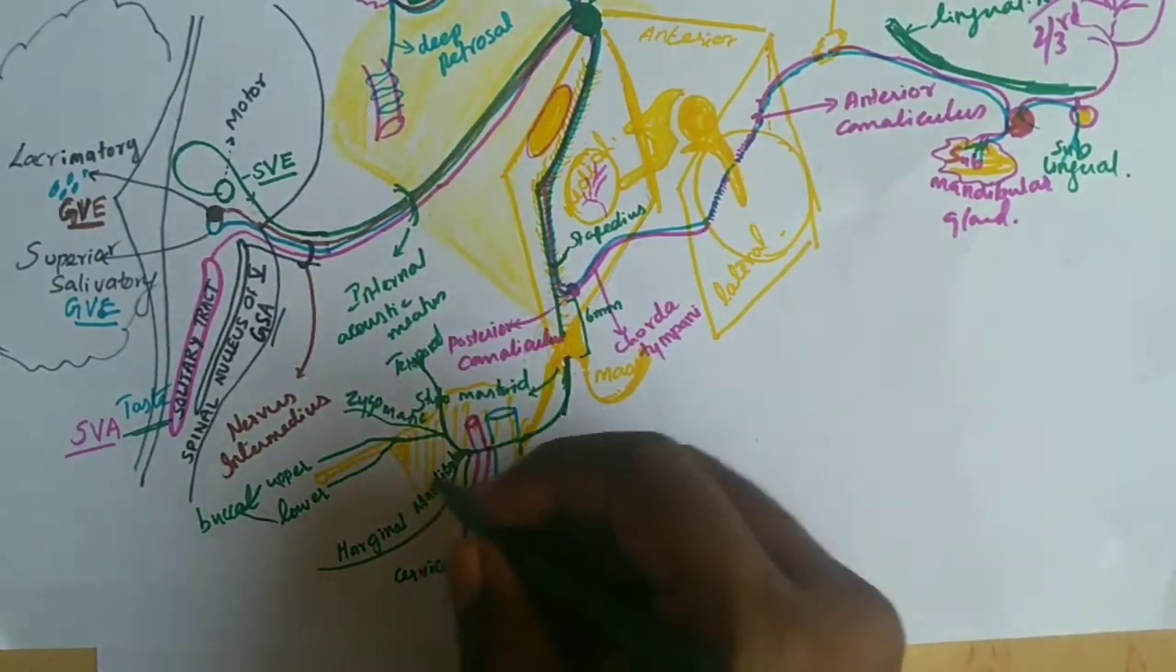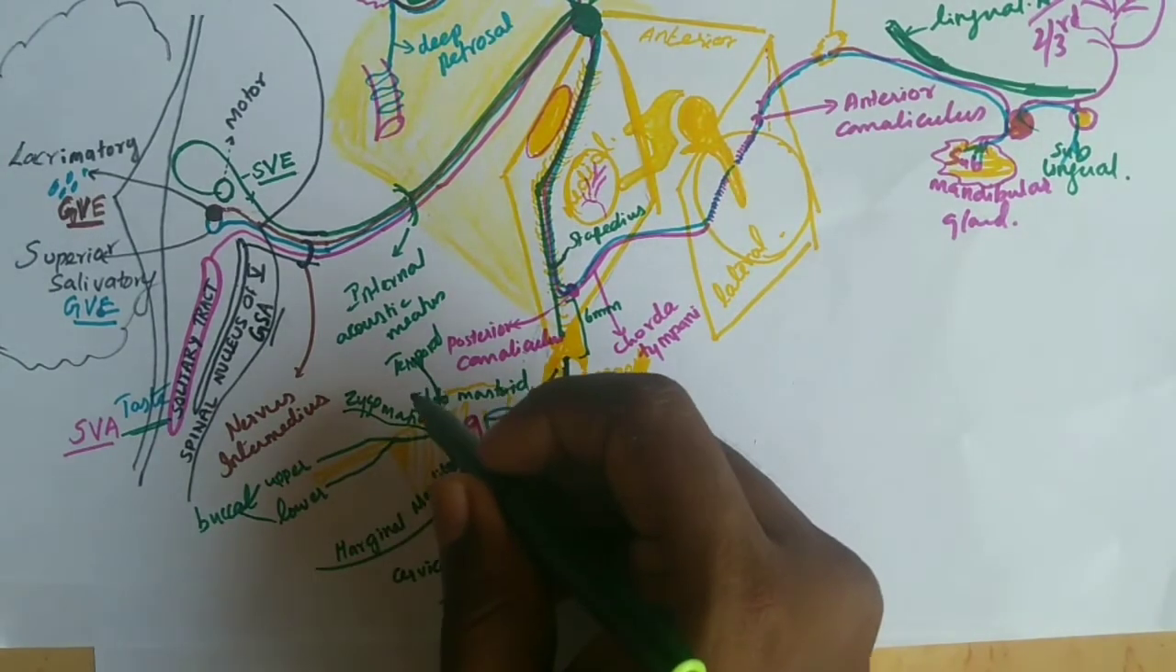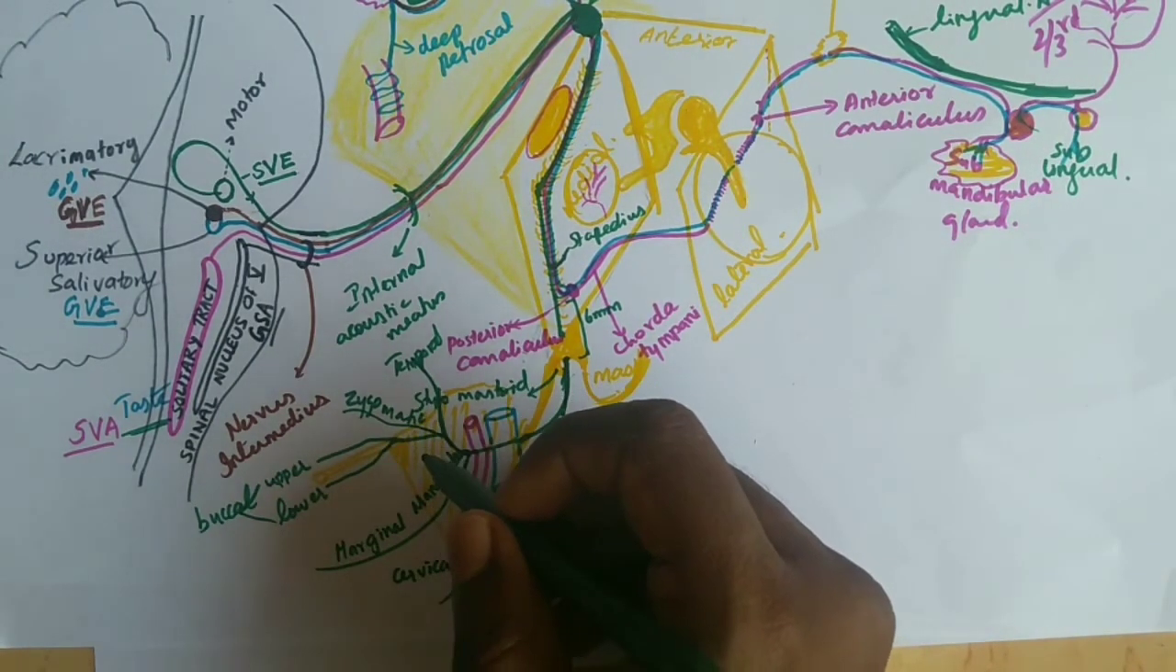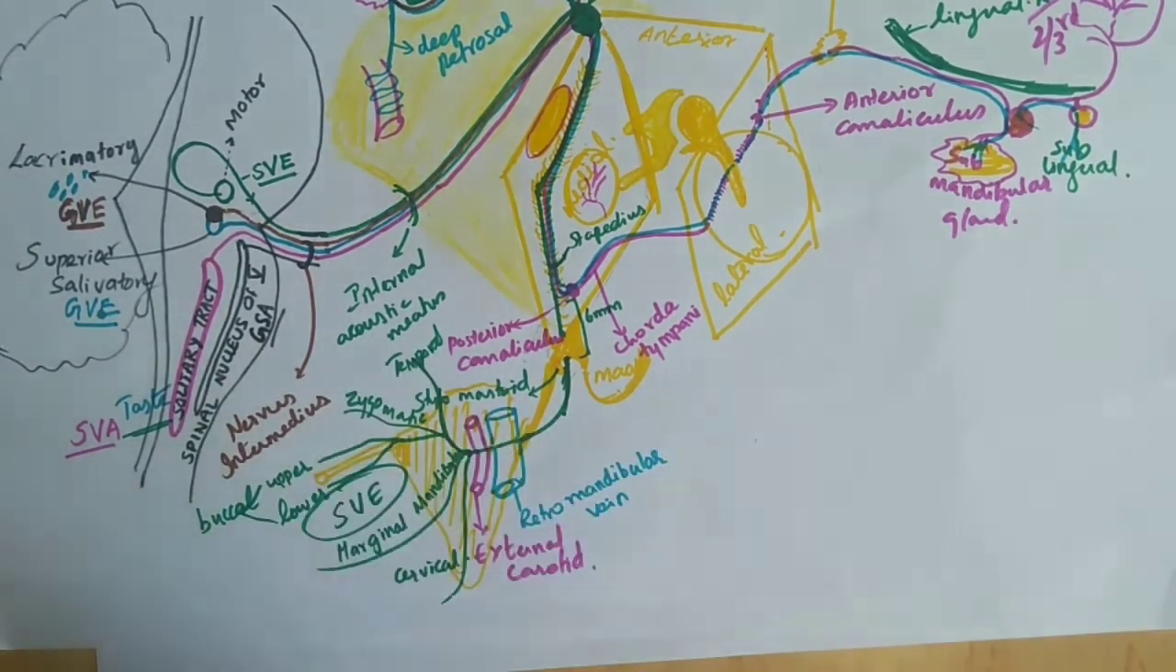So it is all motor fibers. All these are motor, and since it is supplying the muscles derived from the second branchial arch, it is called special visceral efferent fibers.